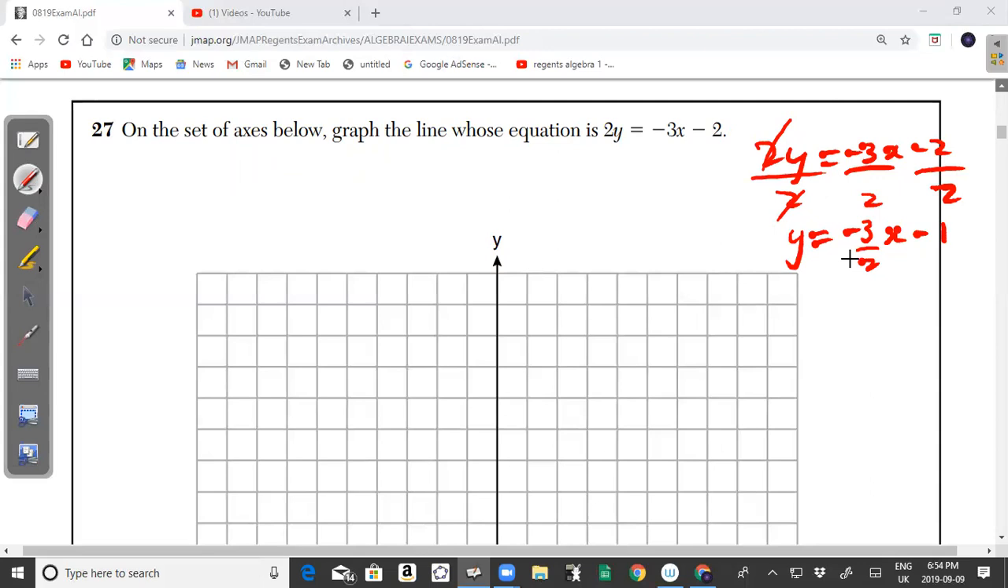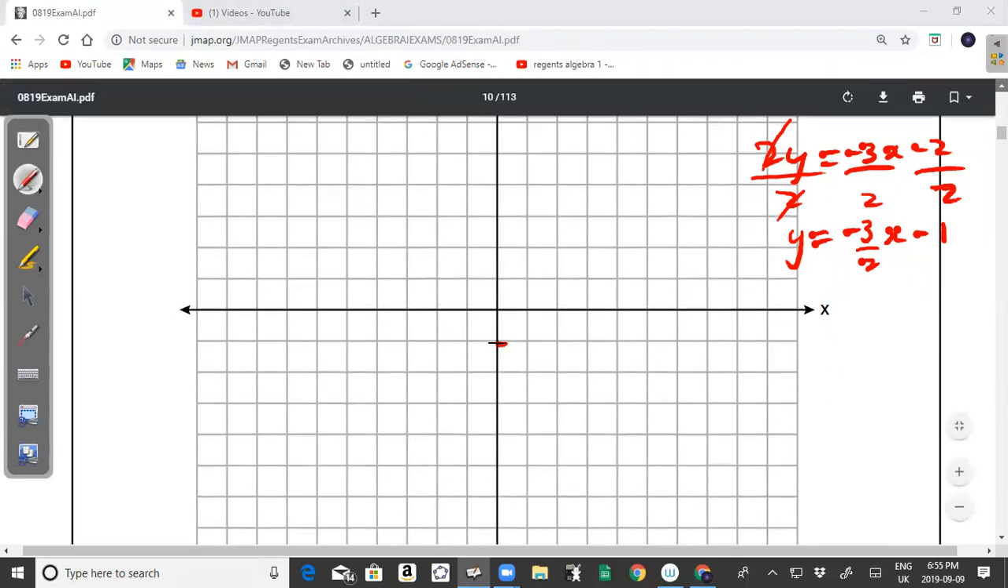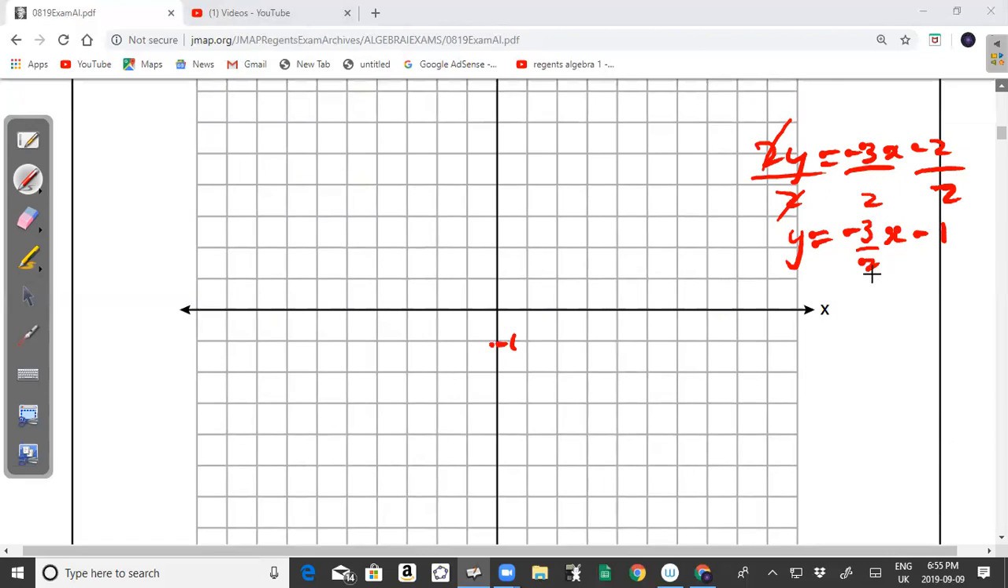So for example, I could easily draw this by simply identifying the y-intercept, which is negative 1, and then reading off my slope. We know that the y-intercept is at negative 1, and my slope is negative 3 over 2, so my slope will go down from left to right. From the y-intercept, I can go a rise of 3, 1, 2, 3, and because it's going down, I'm going 2 to the left, 1, 2. So now I can draw my line like this.